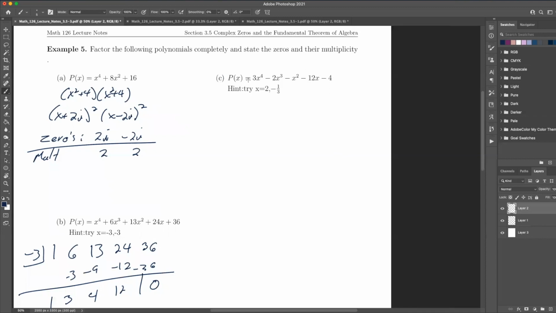So if we tried everything, it'd be 1, -1, 2, -2, 4, -4, and then 1/3, -1/3, 2/3, -2/3, and then 4/3 and -4/3. I'll give you which ones work out, 2 and -3. So let's just do it in that order. In practice, you just have to do them all. So it'll be 3, -2, -1, -12, -4.